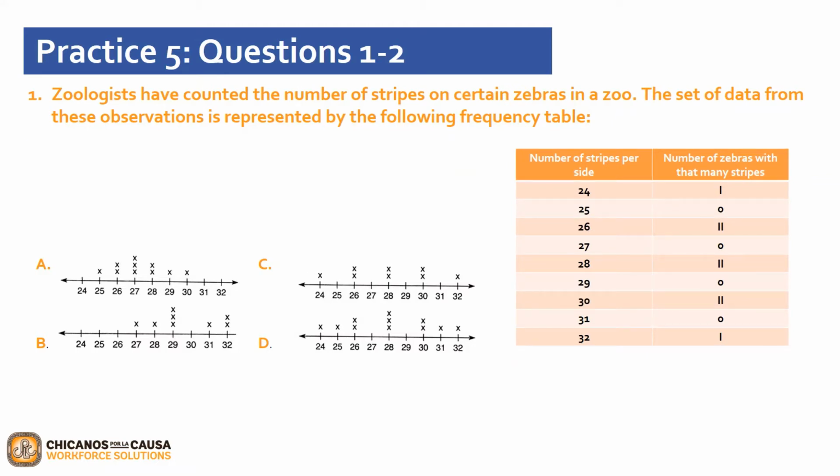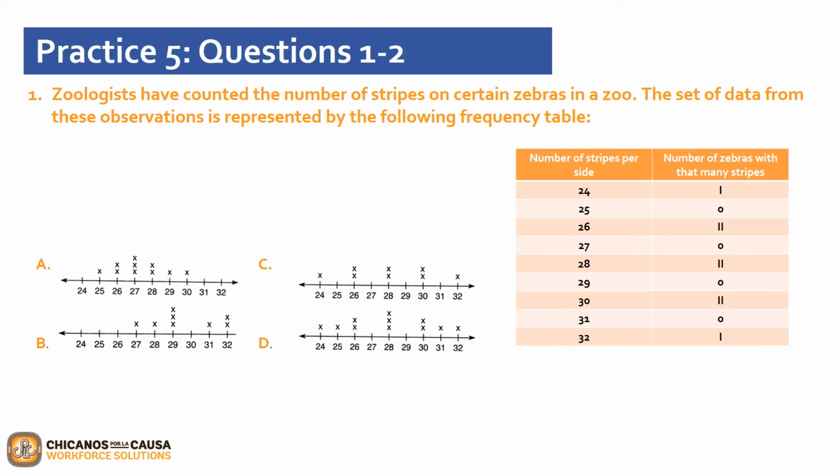Let's look at our first question of practice 5. Zoologists have counted the number of stripes on certain zebras in a zoo. The set of data from these observations is represented by the following frequency table. So it's asking us to find the line plot that aligns with our frequency table. So we have 4 different options.